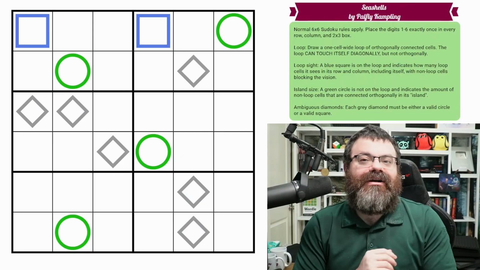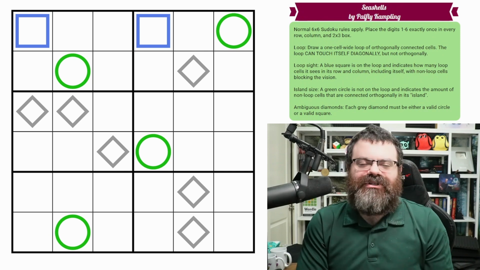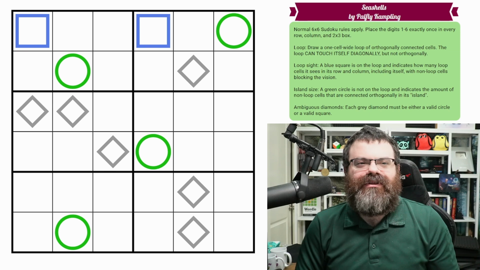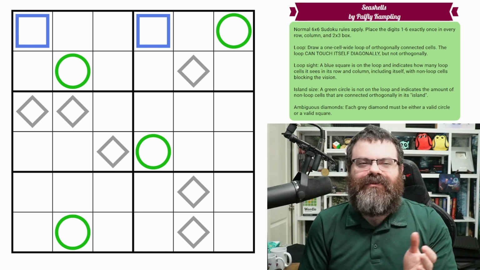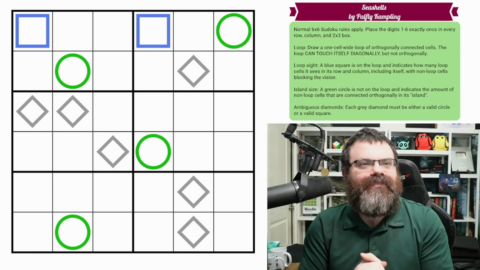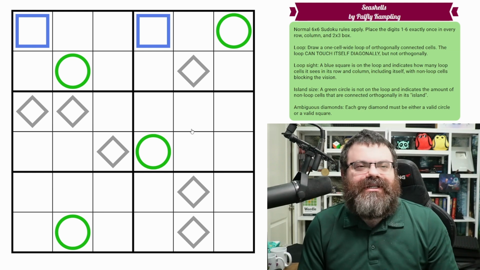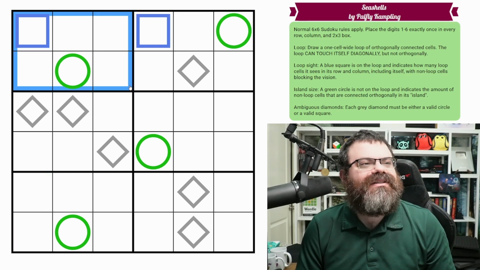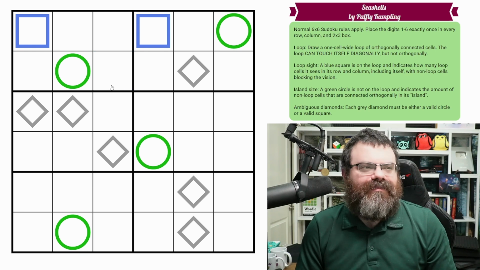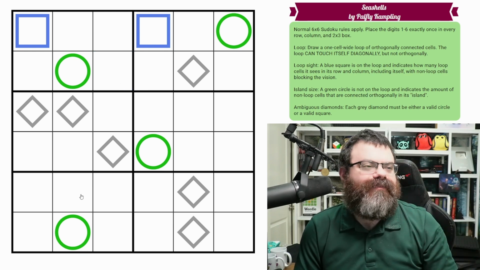So this continues our loop theme week. In each puzzle we're drawing a loop, but definitely always pay attention to the rules, because the rules for the loop will differ per puzzle, but ultimately we are drawing some kind of loop as part of our Sudoku solving. All right, so let's go over these rules together. We have normal 6x6 Sudoku rules, so in each row, each column, and each 2x3 box, we are placing the digits 1 to 6 exactly once each. We're also going to be drawing a loop, but the loop can touch itself diagonally, just not orthogonally.